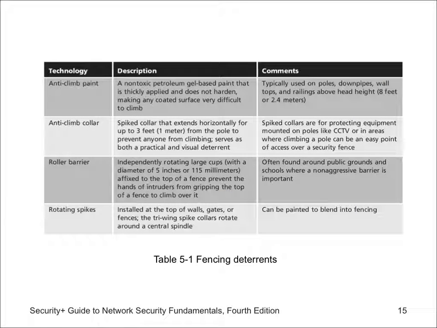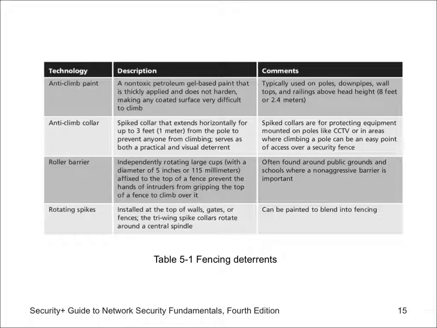So here are some examples, and these are kind of cool. Some of these fencing deterrents. They have some technology out called anti-climb paint. It's a non-toxic petroleum gel-based paint that's thickly applied, does not harden, making any coated surface very difficult to climb. Typically used on poles, down pipes, walls, tops, railings, above the head, like 8 feet or higher.